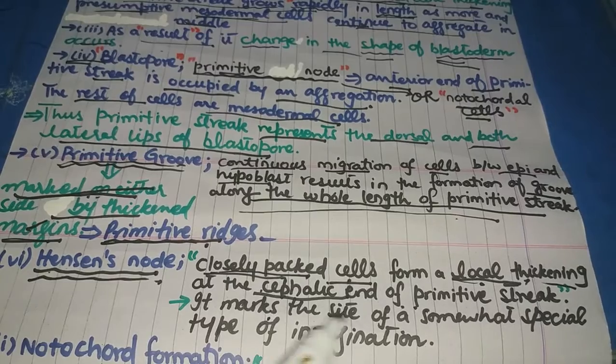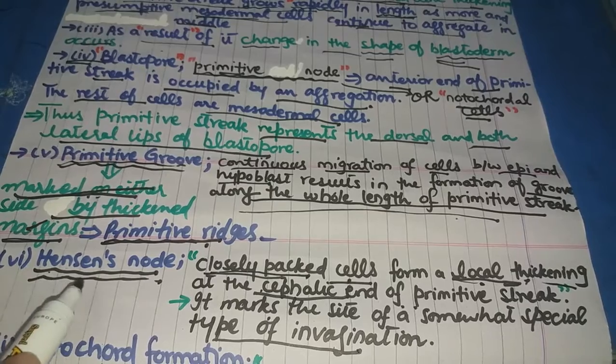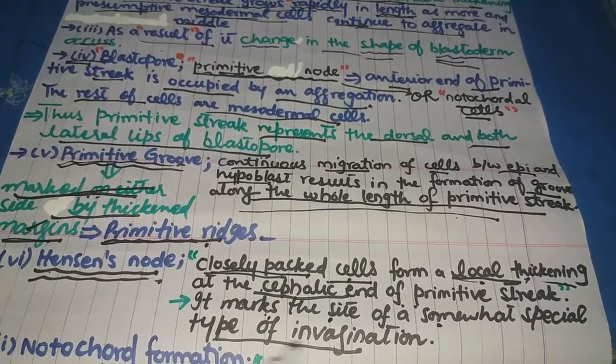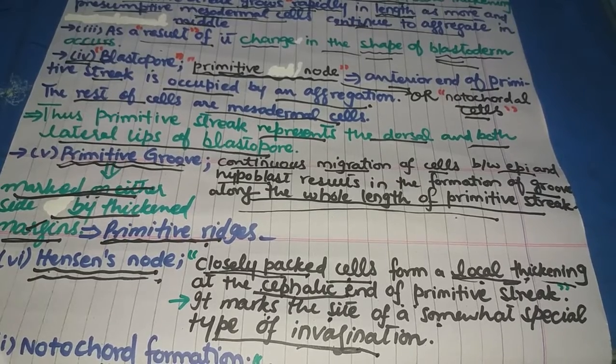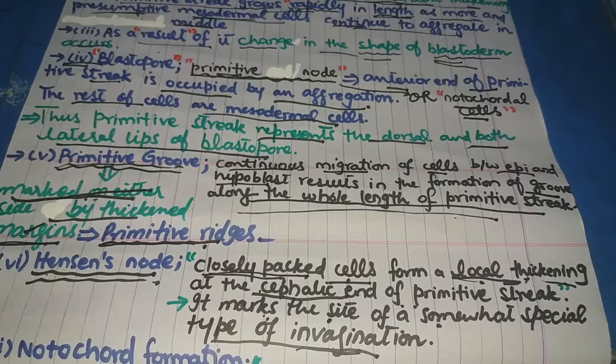It marks the site of a somewhat special type of invagination which will occur further. So up till now we have reached the sixth step, that is the formation of Hensen's node, in the notochord and mesoderm formation. Next step we will discuss in our next video.